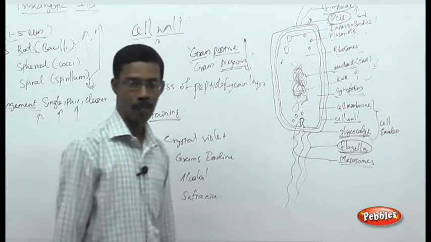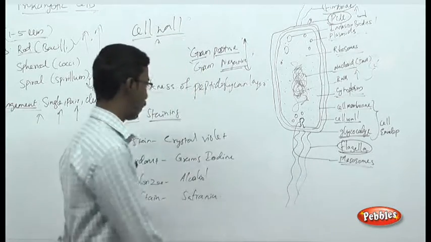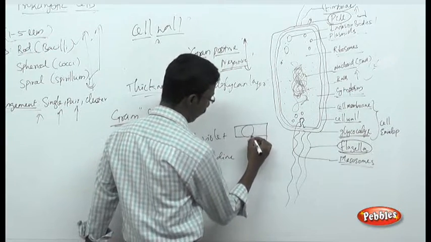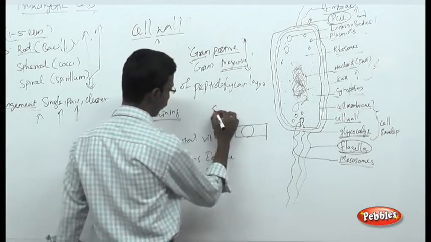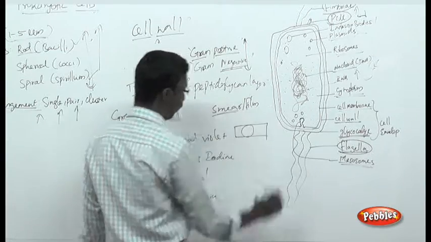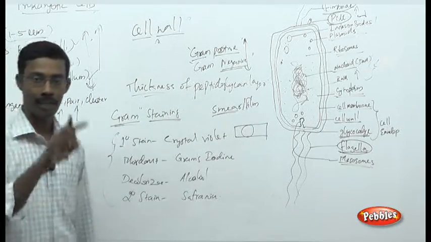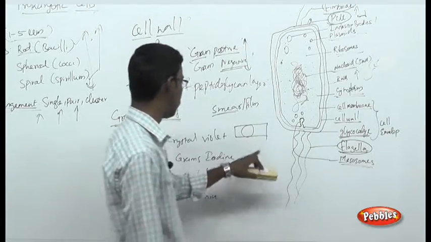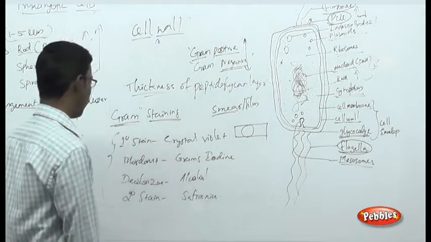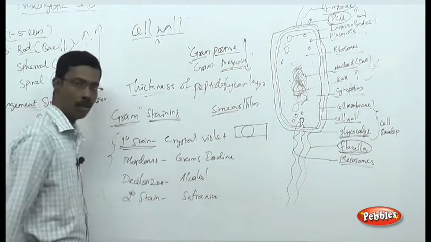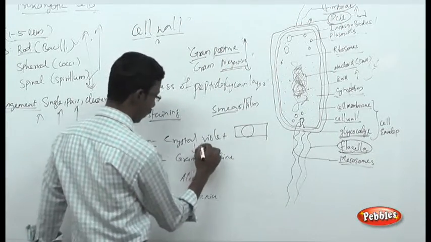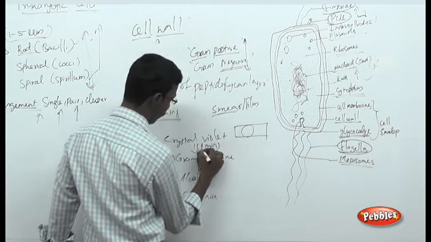What we are going to do is take a glass slide and prepare a thin smear. What is a smear? A smear is a film of bacteria on a slide. We prepare a circle of film of bacteria, that is called the smear of bacteria, and we make it a dry film. Then we add the primary stain, crystal violet, and leave it for a minute.